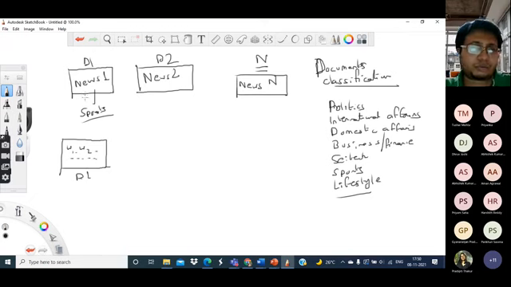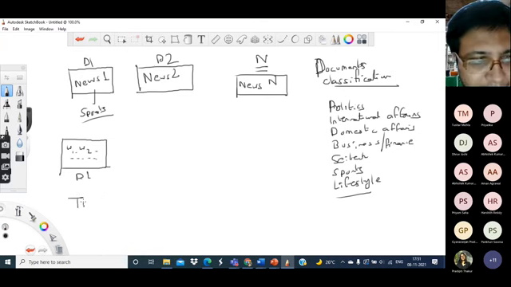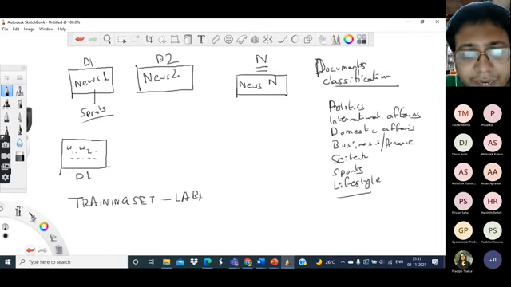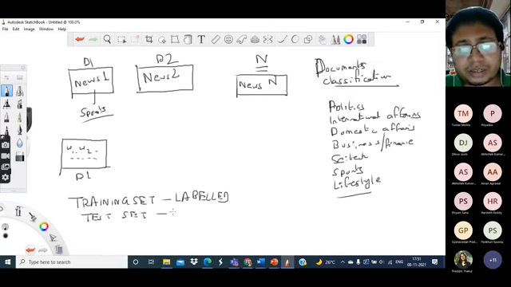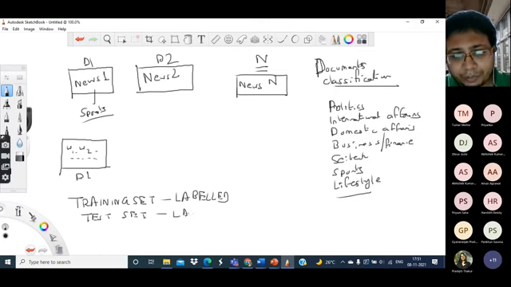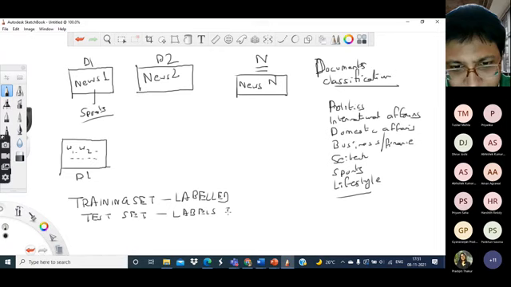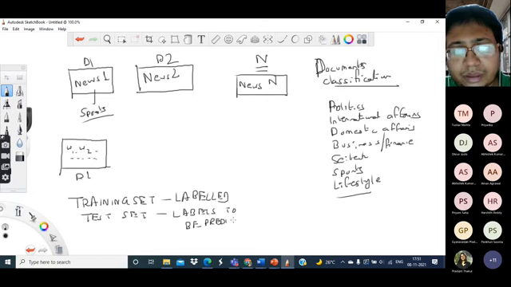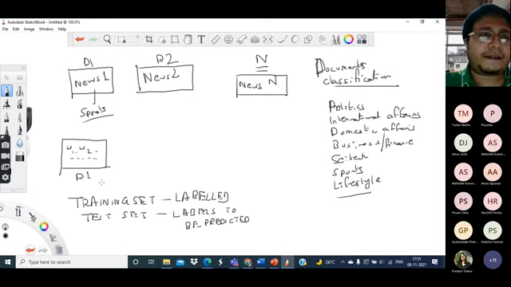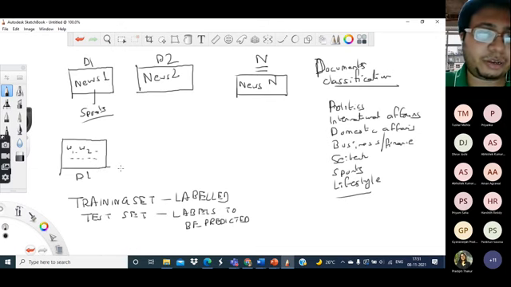So what is to be done? Normally in case of machine learning, what happens is that I have a training set which is labeled, and then I have a test set. This test set is unlabeled. The labels have to be predicted. So now I have been provided with a training set which is labeled.